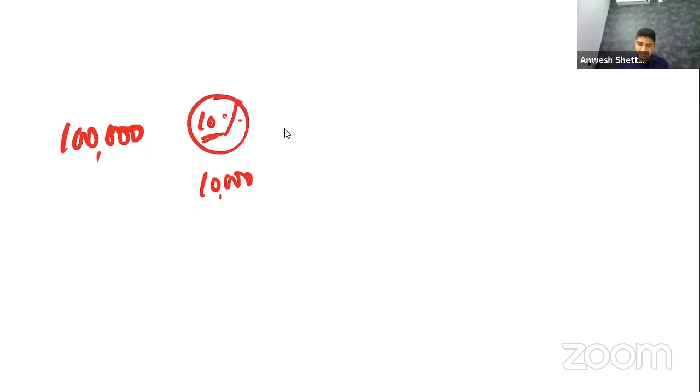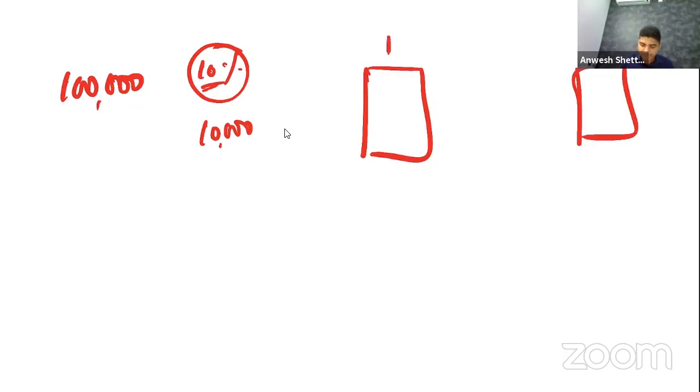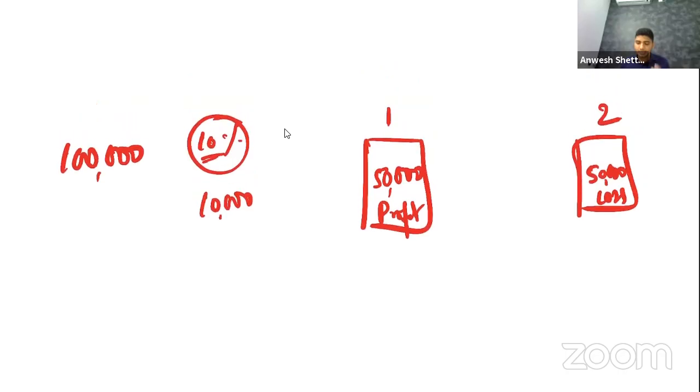Now let us say that I put money in the stock market. So there are two possibilities. Possibility number 1 is I make a profit of 50,000 rupees. Possibility number 2 is I may make a loss of 50,000 rupees. So possibility number 1 is 50,000 profit. Another possibility is 50,000 loss. Now you tell me, which is the risk here?